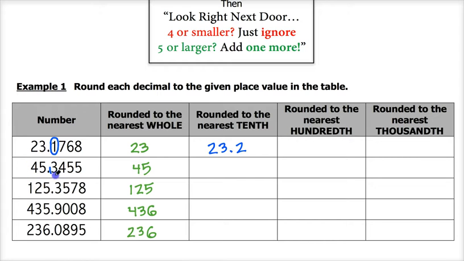45.3455. Again, I circle the tenths digit because I'm rounding to the tenths place. I look to the right. I have a 4. When it's a 4 or smaller, we just ignore. So this is going to be 45.3.